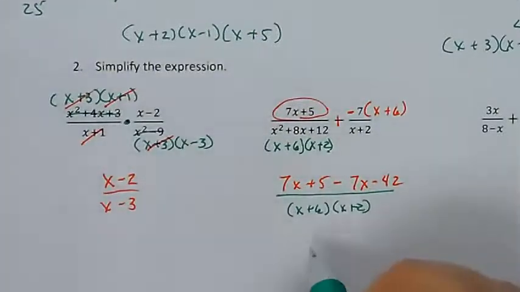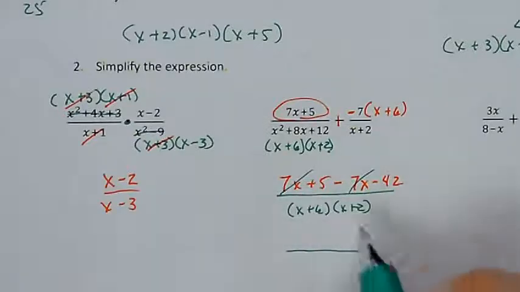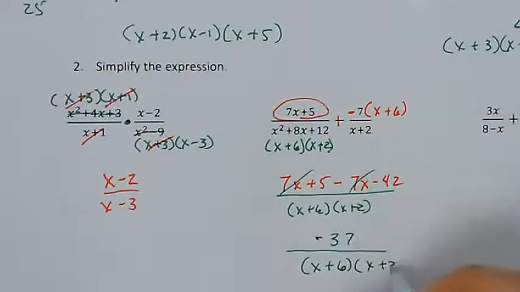Then I'm just going to put my like terms together on the top. 7x subtract 7x cancels. 5 subtract 42 is -37. So my answer would be -37 over x plus 6 times x plus 2.